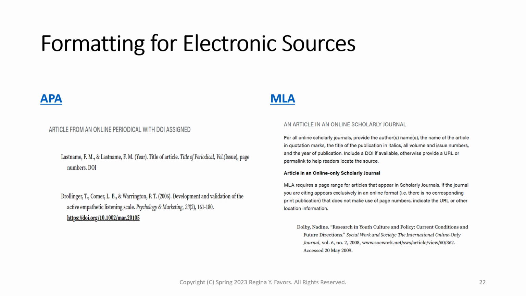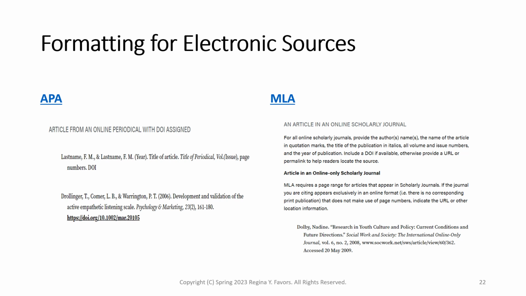and the article is Development and Validation of the Active Empathic Listening Scale. And that is the title of the article. And pay attention to this. There are no quotation marks, and major words, except for the very first one, are in lowercase. And then the title of the journal, which is the larger publication where the article is housed, is italicized: Psychology and Marketing. Then you have volume number, issue number, page numbers, and then the DOI.